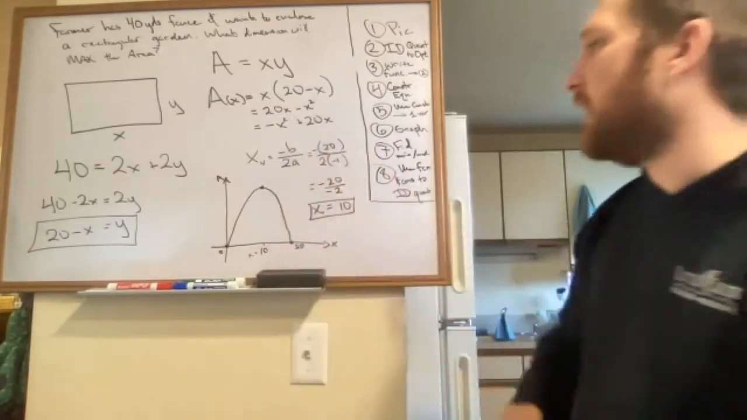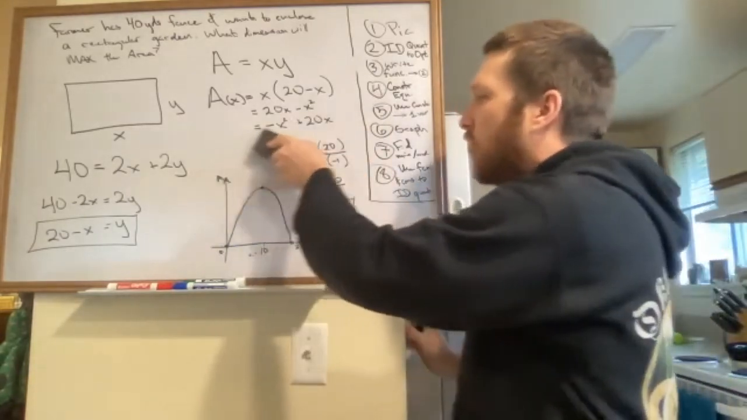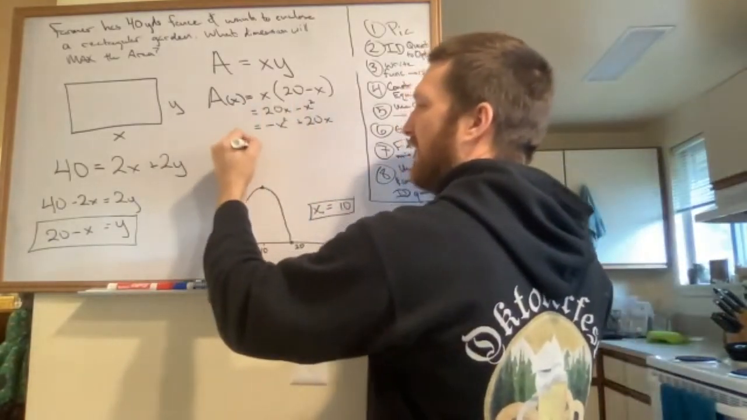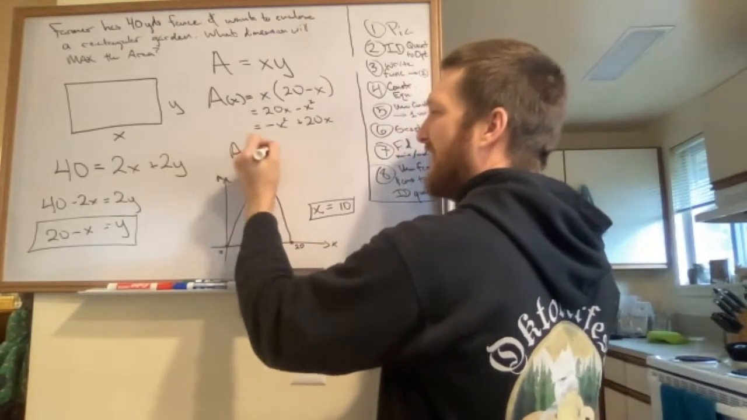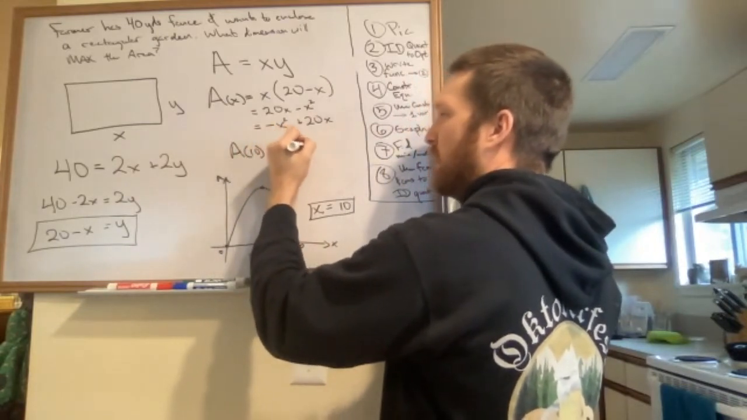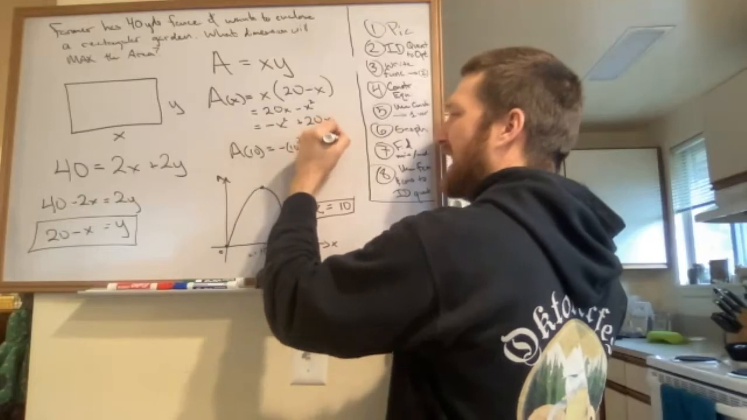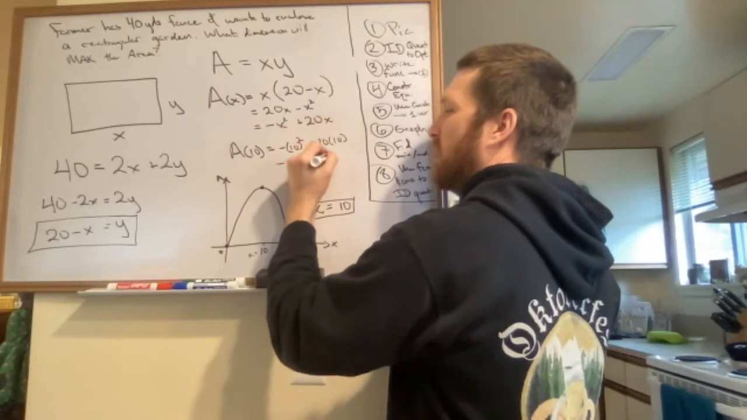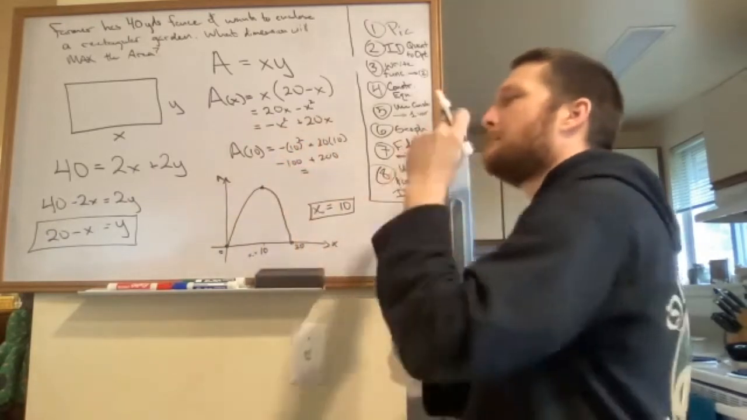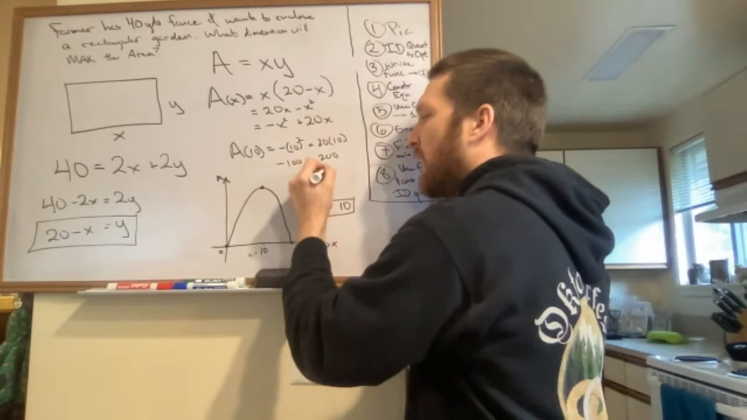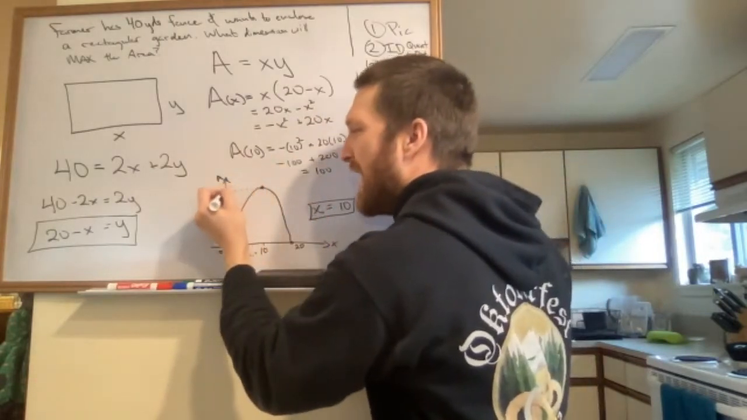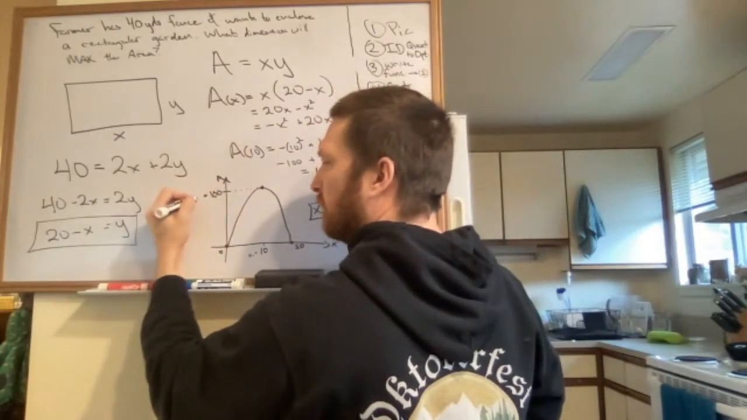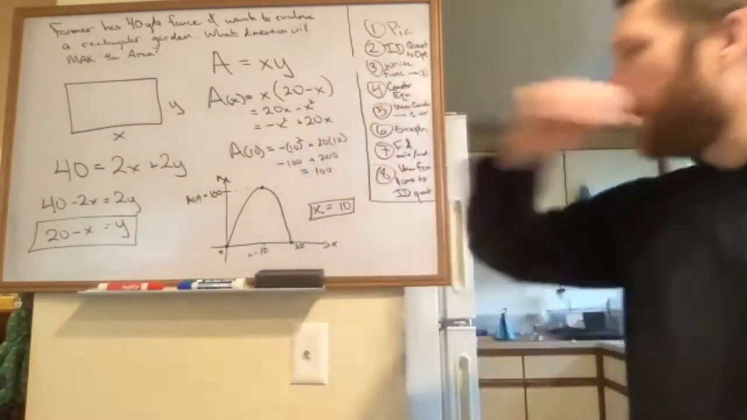And if I were so inclined, I could just solve the problem altogether and plug that in, because I have a function A of x. When I plug in A of 10, I get negative 10 squared plus 20 times 10. Negative 10 squared is negative 100. 20 times 10 is 200, and 200 minus 100 is 100. And so my output, or my max value of area, is 100. That's one way of doing it.